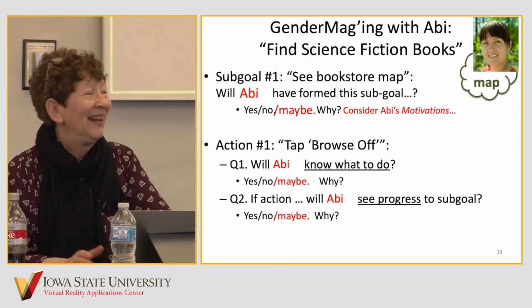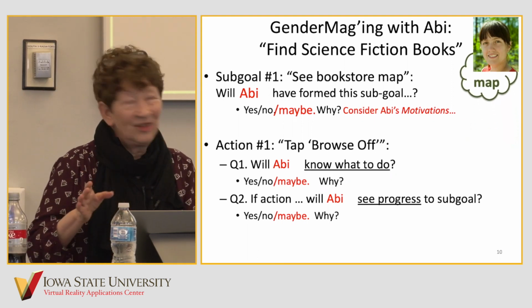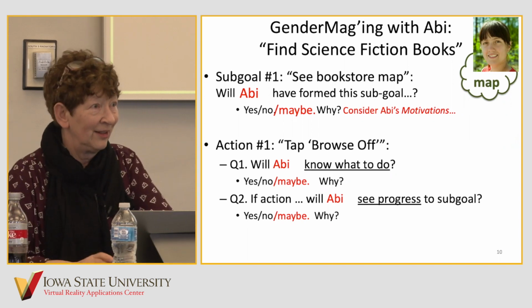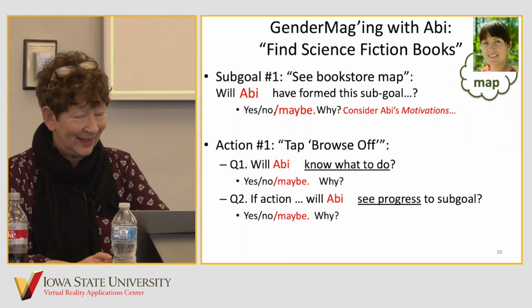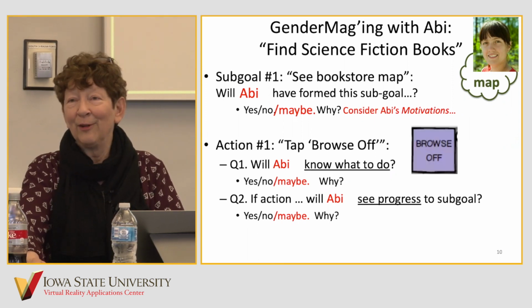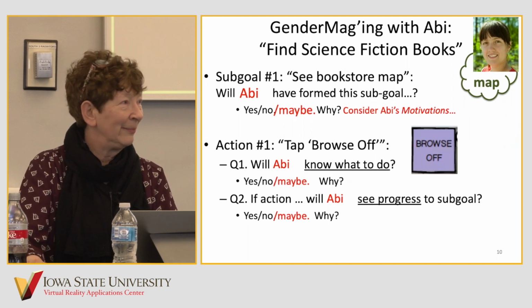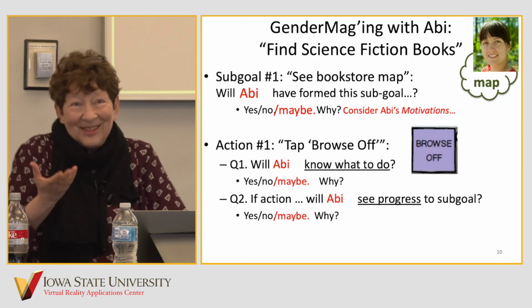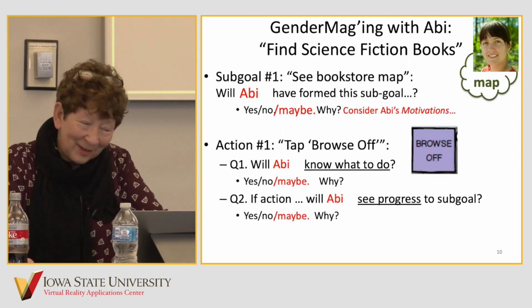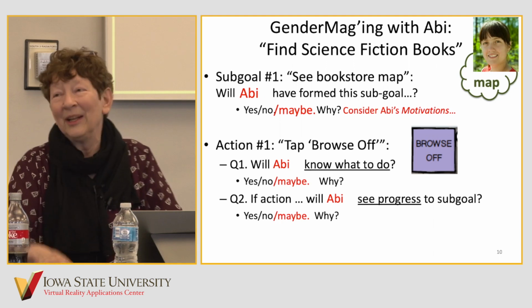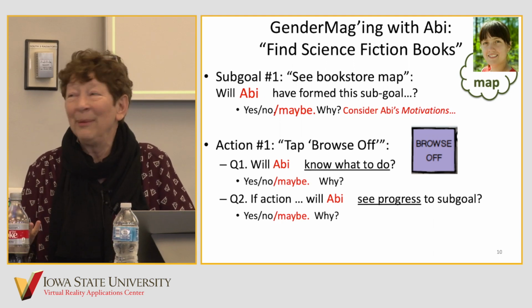And then we say to the developer, what action were you wanting her to do with her fingers if she had that sub-goal? And what the students said was, we want her to tap browse off. Okay, awesome. They want her to tap browse off in order to see a map. They're students, that's what they need me for, but that's what they had in mind. So we evaluate it. And we say, will Abby do this? Yes, no, maybe, and why?